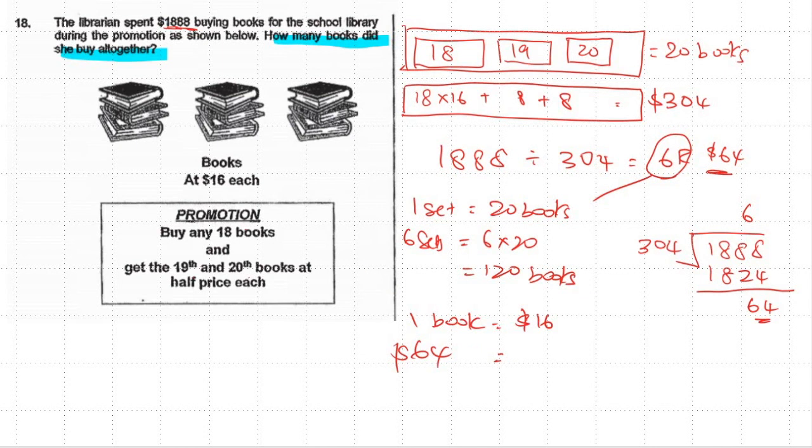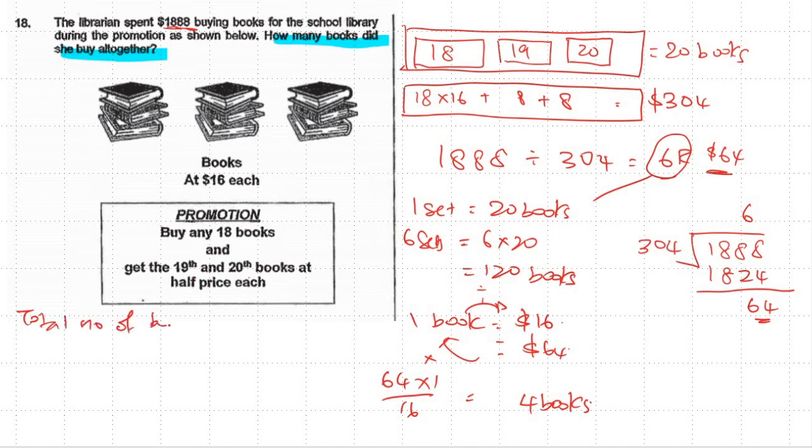Sorry, maybe it's less confusing if I put dollars to dollars. $64 will give me how much? 64 divided by this is actually this one times this one divided by this one. 64 times 1 divided by 16 will give me 4 books. So the total number of books that I can buy will be equal to 120 books plus 4 books, which will be 124 books.